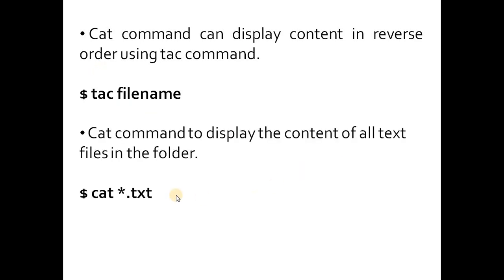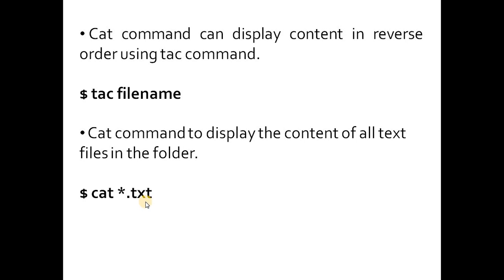And the last function of the cat command is to display the contents of all text files in the folder. So here is an example. If you write cat *.txt, here we have used a meta character, the asterisk.